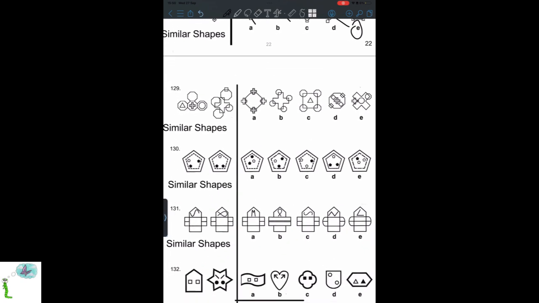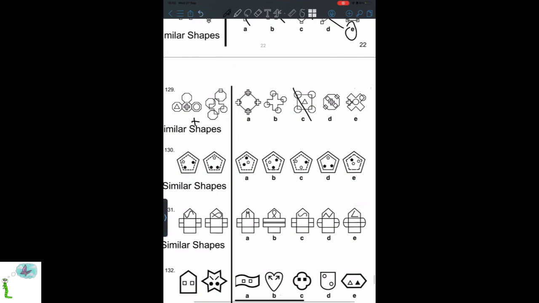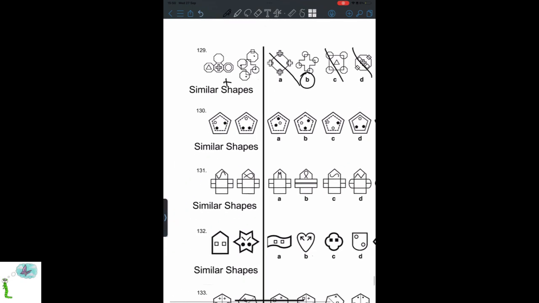Question 129. What's similar? These both have a plus, so that could be a rule. We can cross out anything that doesn't have a plus. That has a plus, yeah, okay. What other rules can we look for? It has four of these octagons, I think they are. So anything that doesn't have four octagons we can cross out. Bosh, bosh, bosh. And we're left with B.